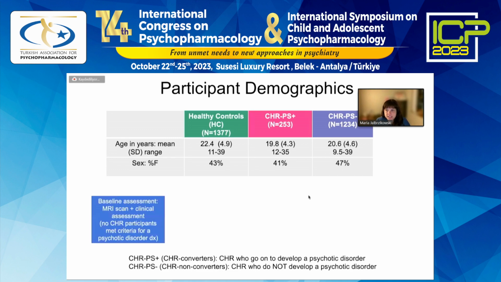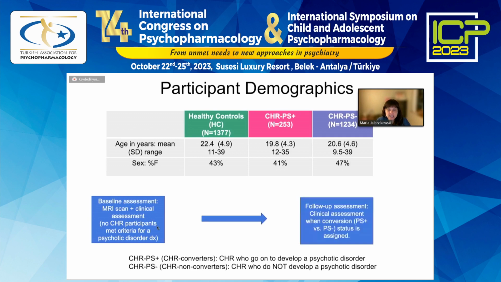At the baseline assessment, that's when the participants are first ascertained in the study. No one meets criteria for a full psychotic disorder diagnosis. The individual sites conduct a clinical assessment that determines, yes, this participant qualifies as high risk, and then the participant completes an MRI scan. The CHR participants are then followed over time and assessed again, and that's when what we call conversion status, whether they develop a psychotic disorder or not, is assigned.